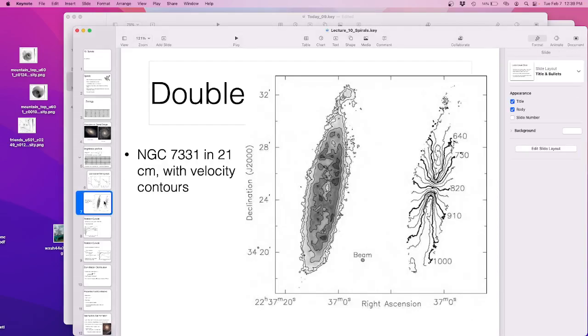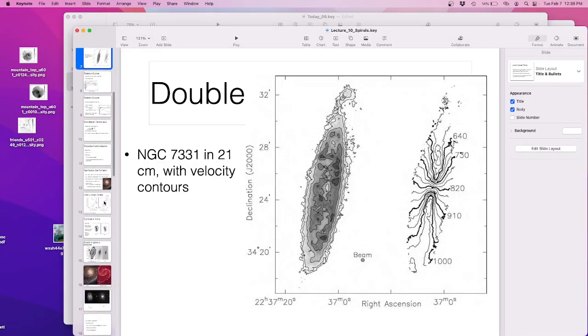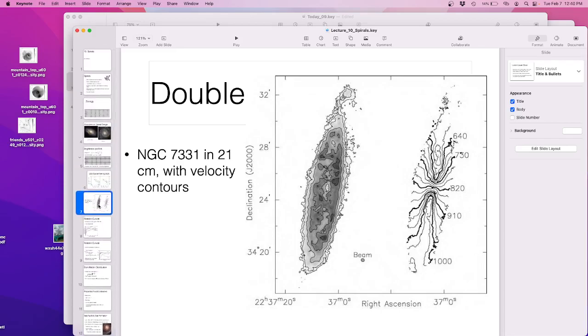Okay, rotation profiles is probably the last thing that I'm going to really talk about. I'm going to put up some stuff about spiral arms as well. So I take pictures like this. What is this? This is a galaxy, NGC 7331, and this is a radio measurement in H I, which means neutral hydrogen, and this is a velocity map. Each one of these contours is an equal velocity contour.